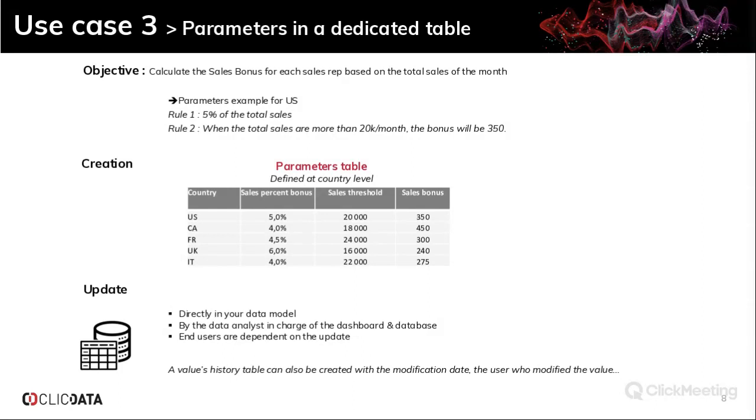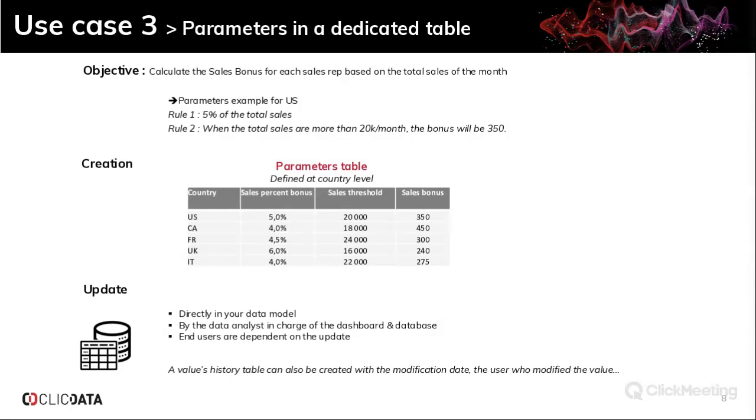So for this use case number 3, we will create a parameters table. So really the value will be specified in a table. I took again the example of the sales company with sales representatives, where we want to calculate the sales bonus for each salesperson. In terms of rules, it's still based on the total sales of a month for each of them. And we have 2 rules.